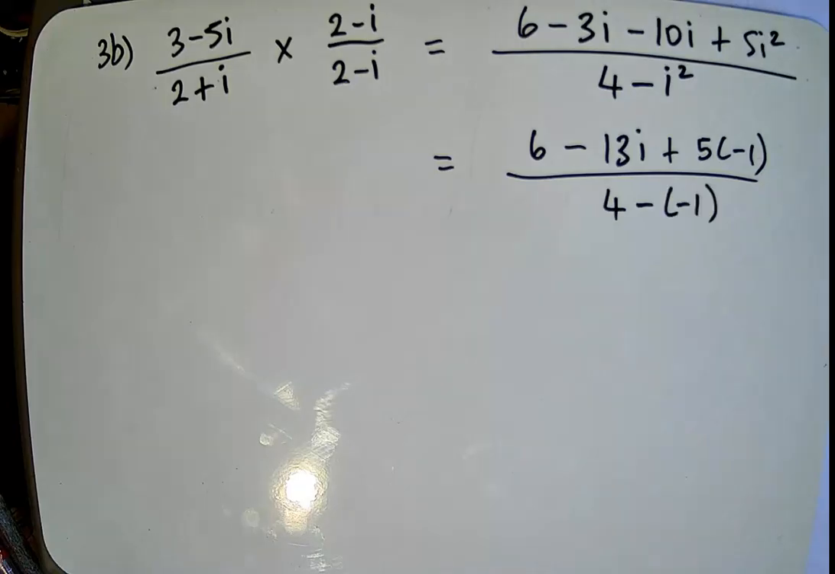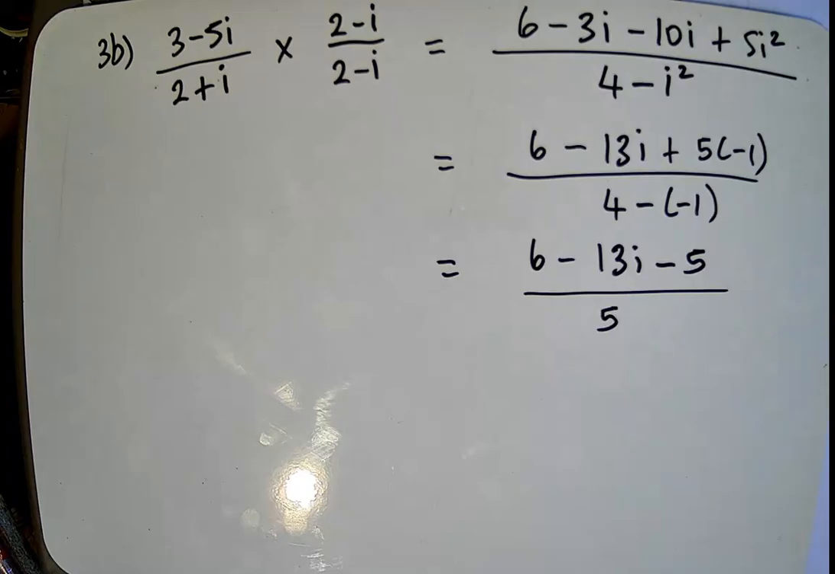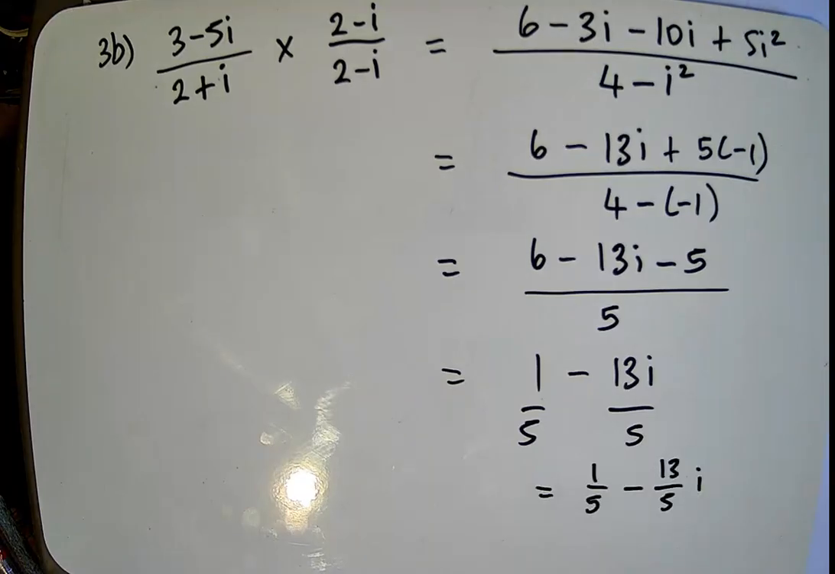Simplifying, we will get this. Plus 5 times minus 1 will give us minus 5. In the denominator, we'll get 4 plus 1, which is 5. Then 6 minus 5 is 1, followed by the minus 13i. Split, we're going to get 1 over 5 minus 13i over 5. That's our final answer. Or we can write it like this, which is preferred.